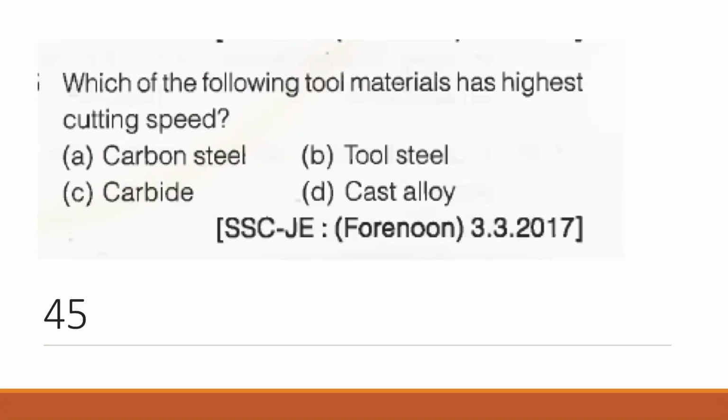Now which of the following tool materials has the highest cutting speed? For the highest cutting speed we have tool steel. Tool steel has the highest cutting speed, right?